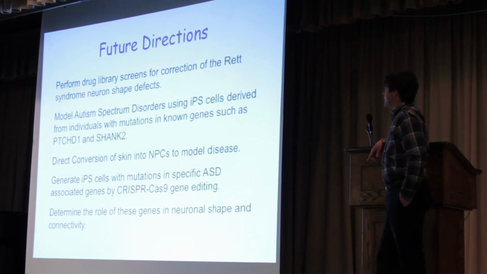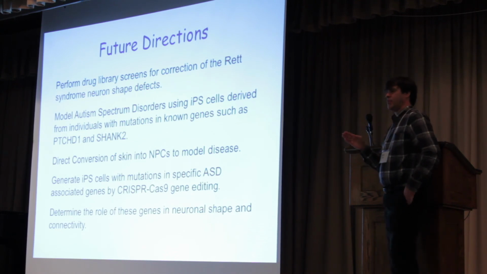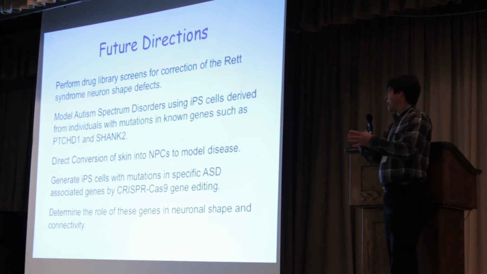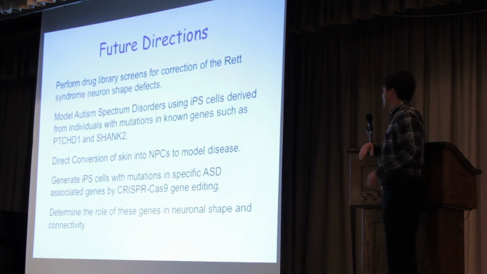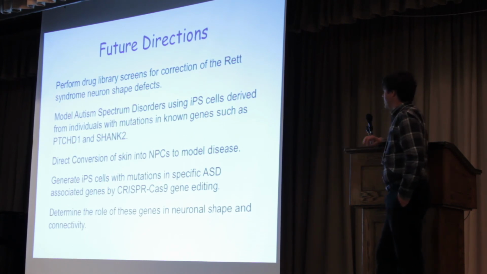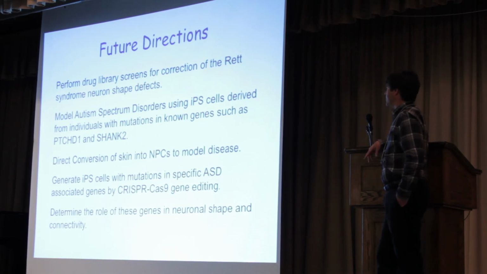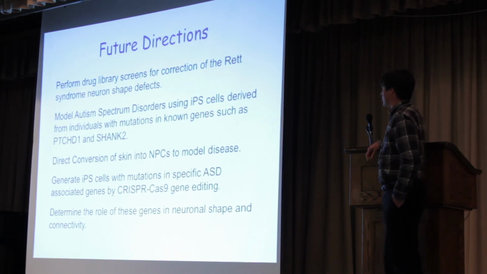Steve Shearer's group is working with us to generate iPS cells with mutations in specific ASD-associated genes. There are now very directed ways to introduce specific mutations into known genes in the iPS cells, or even to correct genes in the iPS cells and look to see what's the outcome of that through these shape assays and electrophysiology assays. And so that's what we want to do along with Steve, and with the iPS cells that we've already reprogrammed from some of the skin biopsies, is to determine the role of these genes in neuronal shape and connectivity.